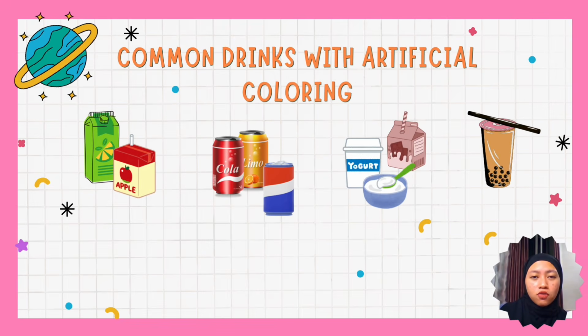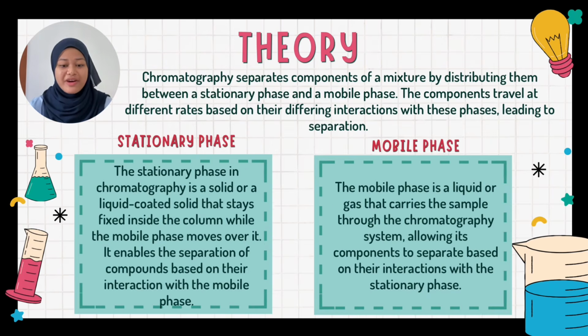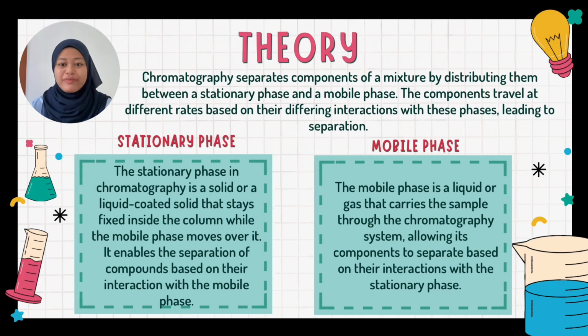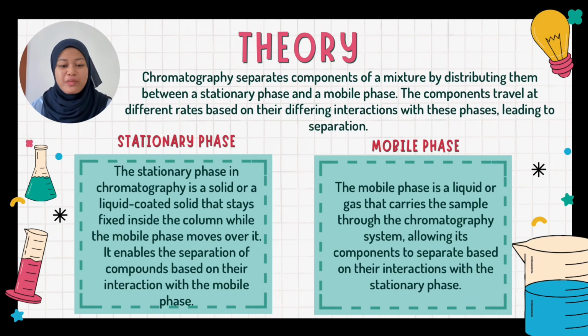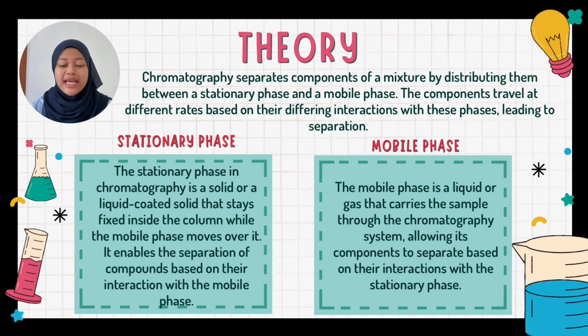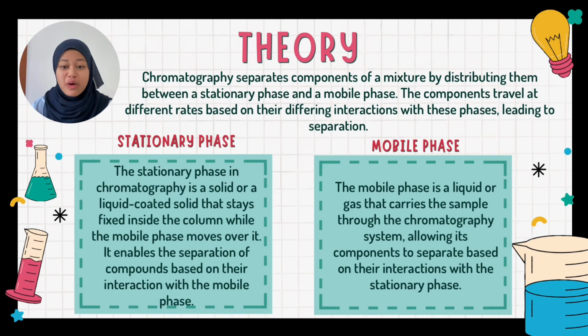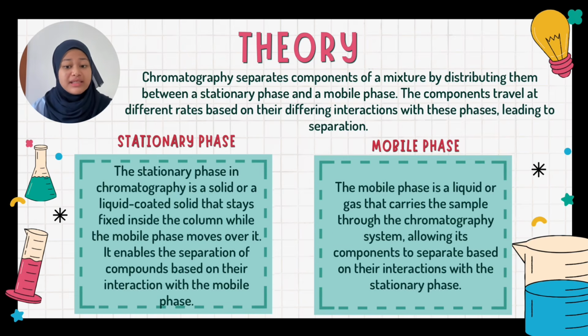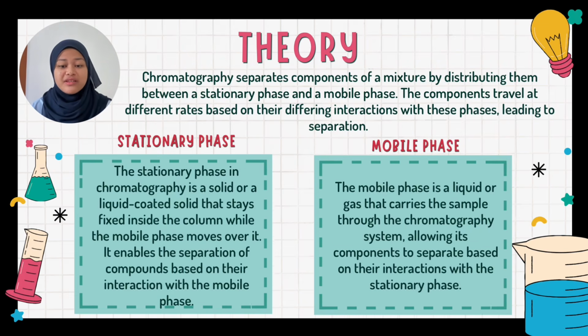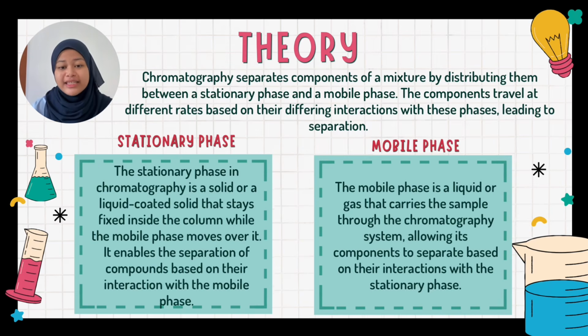Here are some types of common drinks that often contain artificial coloring, like fruit flavored juice, carbonated soft drinks, yogurt and flavored milk, and even bubble tea. First of all, let's know what is chromatography. Chromatography separates the components of a mixture by distributing them between a stationary phase and a mobile phase. The components travel at different rates based on their differing interactions with these phases, leading to separation.